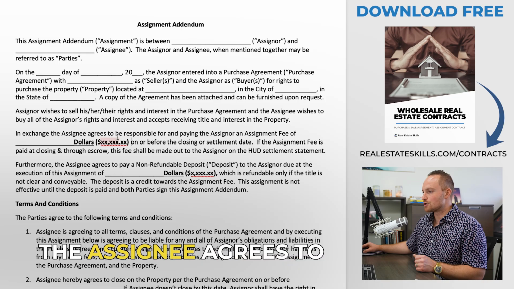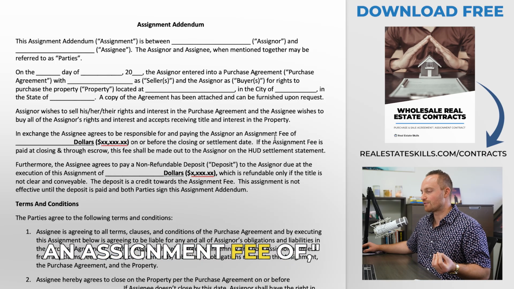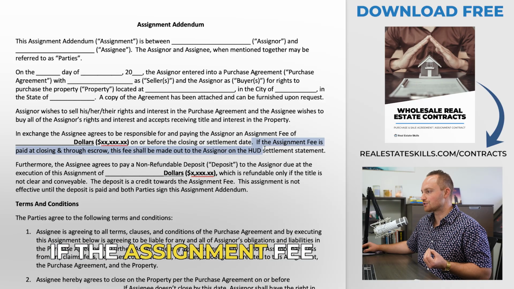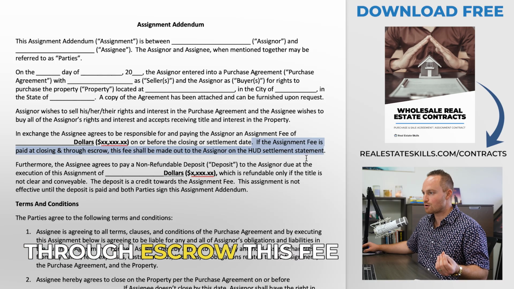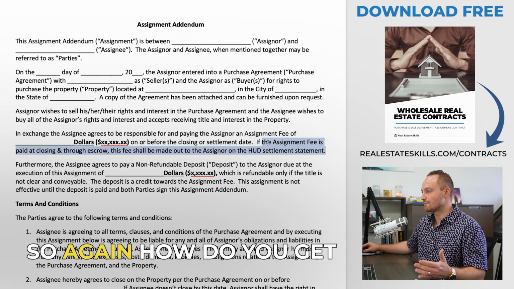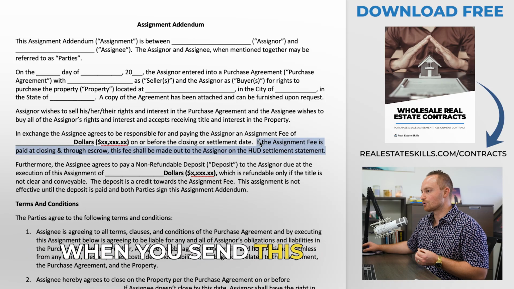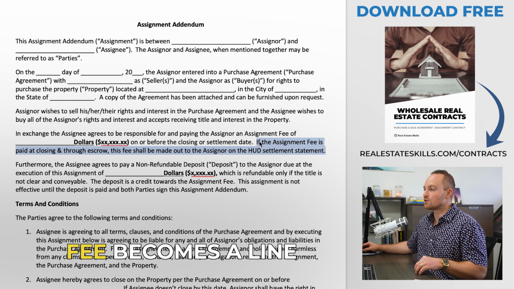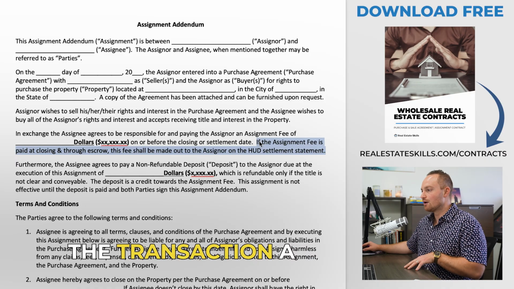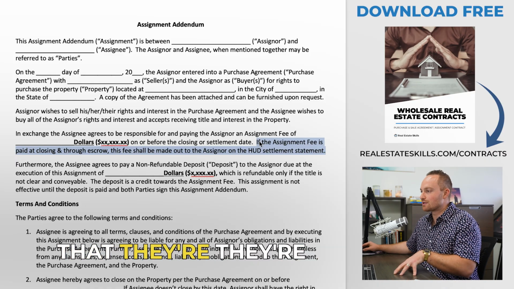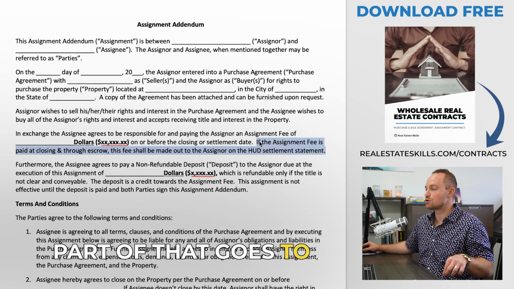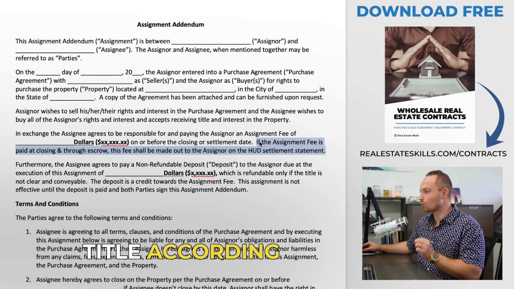Again, in exchange, the assignee agrees to be responsible for and paying the assignor an assignment fee of, let's say, $20,000 on or before the closing or settlement date. If the assignment fee is paid at closing and through escrow, this fee shall be made out to the assignor on the HUD settlement statement. So again, how do you get paid as a wholesaler? When you send this agreement to the title company, your assignment fee becomes a line item on the settlement statement so that when your buyer's funding the transaction, a portion of the proceeds that they're paying to escrow, right, the funds that they're sending to the title company, the escrow company, part of that goes to you to pay your fee. So you get paid directly through title according to this agreement.